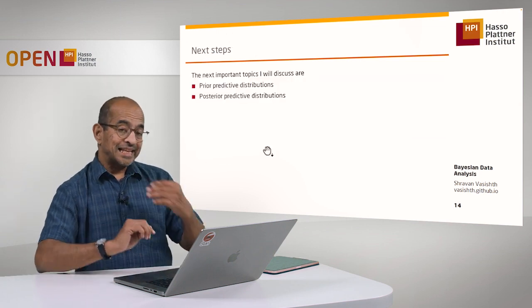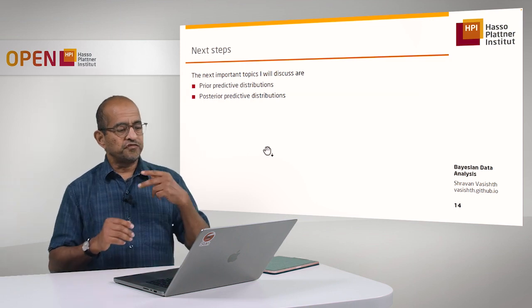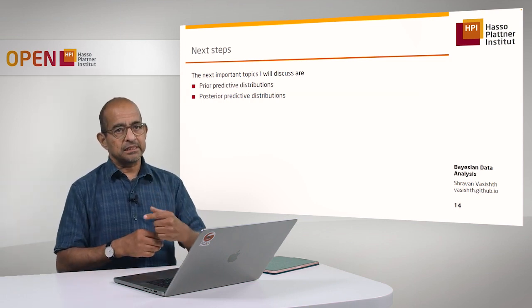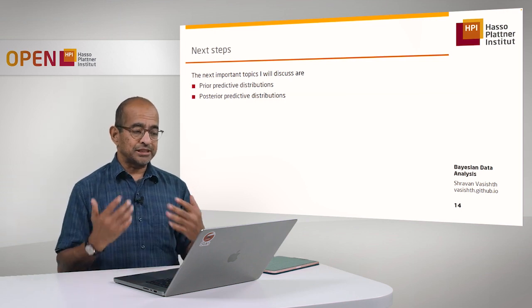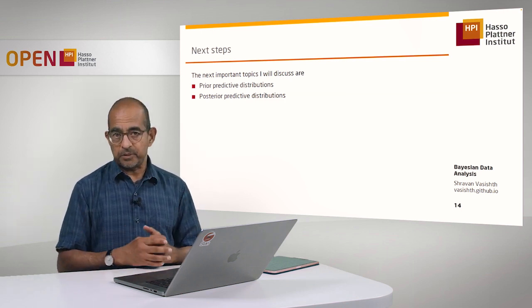Okay. So the next thing I will discuss now, two very important concepts. The first is looking at prior predictive distributions, and the second is posterior predictive distributions. So these will come up in the next lectures.